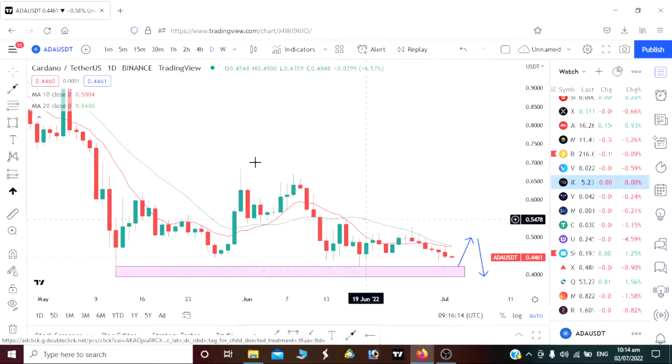So that is exactly what will possibly be seeing: a fall on our Cardano, then a bullish move as a retracement, and again a fall on our Cardano USDT. So that is the analysis.